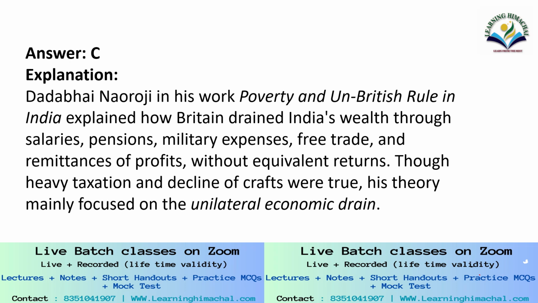Dadabhai Naoroji, in his work Poverty and Un-British Rule in India, explained how Britain drained India's wealth through salaries, pensions, military expenses, free trade, and remittances of profit without equivalent returns. Though heavy taxation and decline of crafts were true, his theory mainly focused on the unilateral economic drain. Clear here?